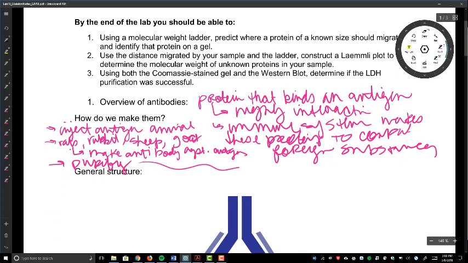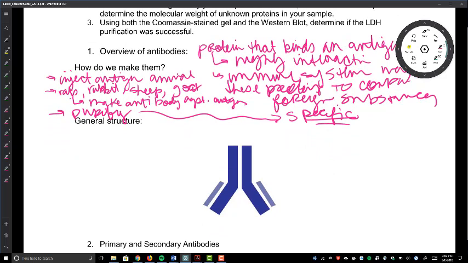And again, just a quick note to emphasize that these are very specific interactions. So an antibody is only going to recognize a particular antigen of interest. So what does an antibody look like? I just have a cartoon structure of an antibody here, but they have a few key parts.